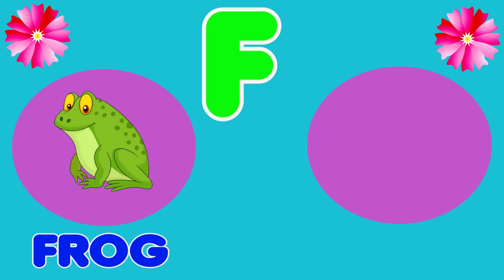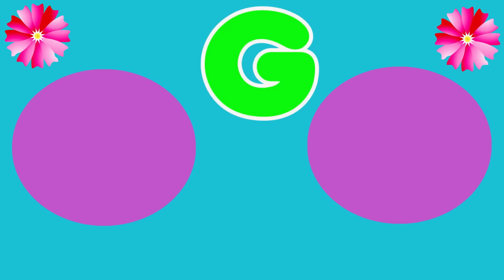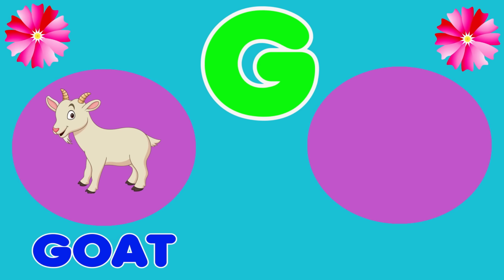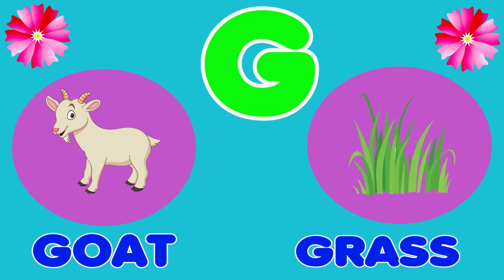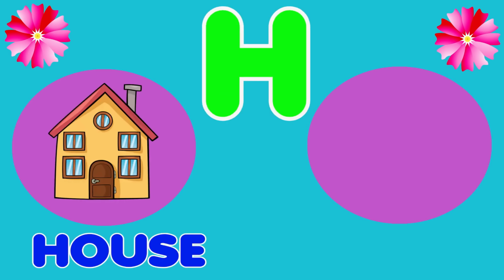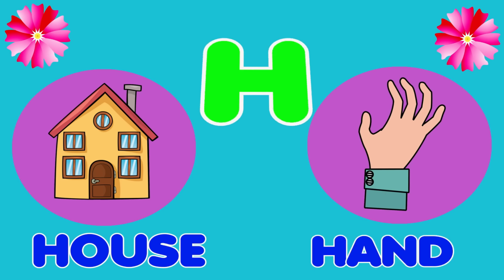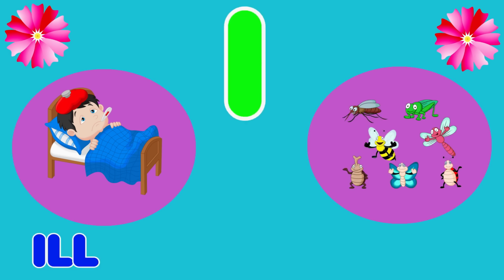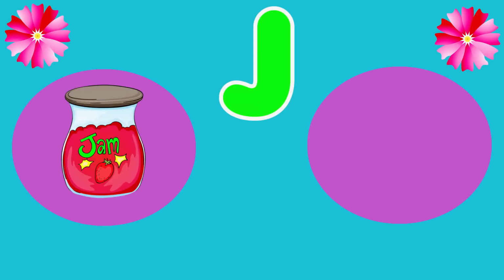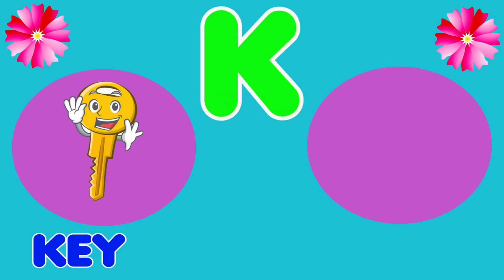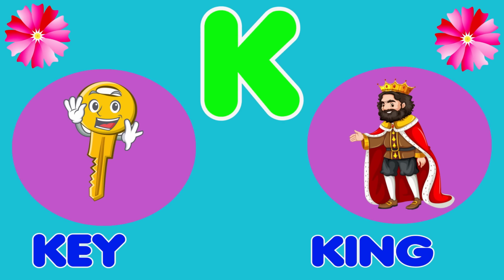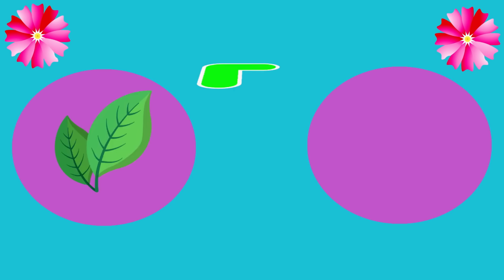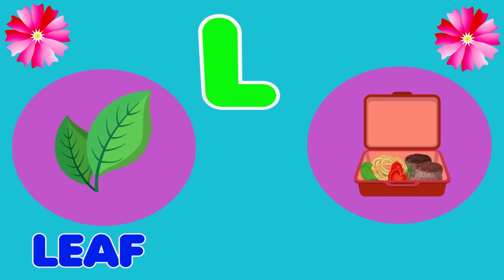Flower. I is for insect. J is for jam. J is for juice. K is for key. K is for king. L is for leaf. L is for lunch.